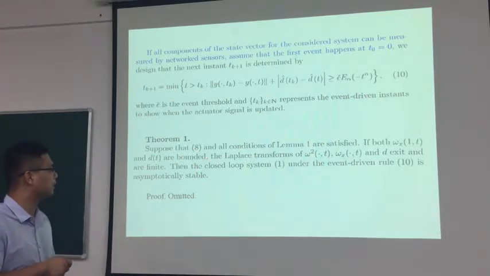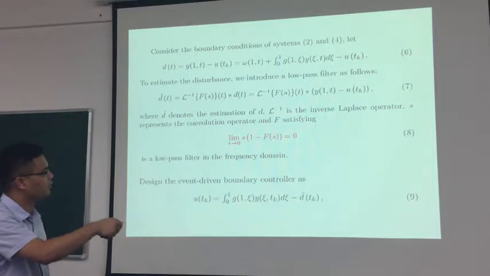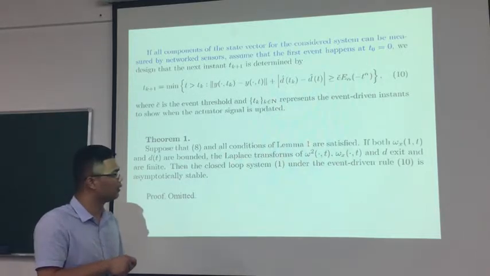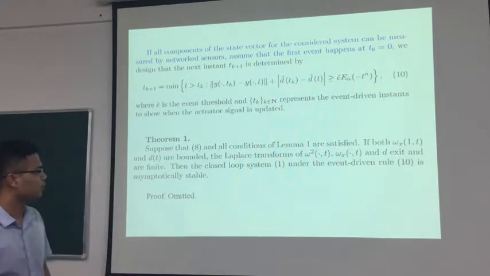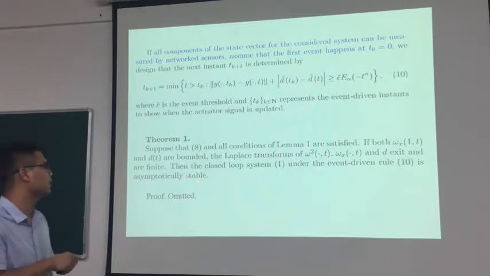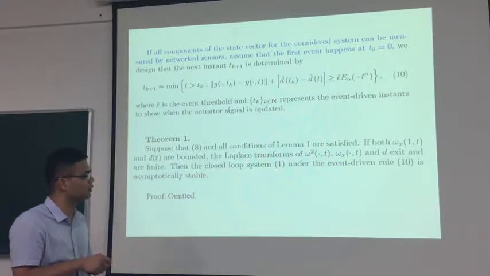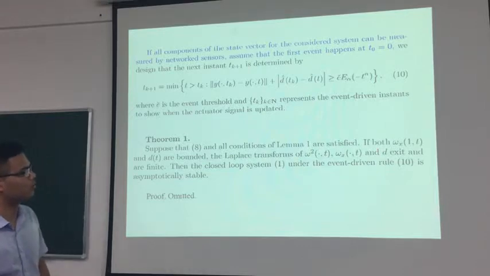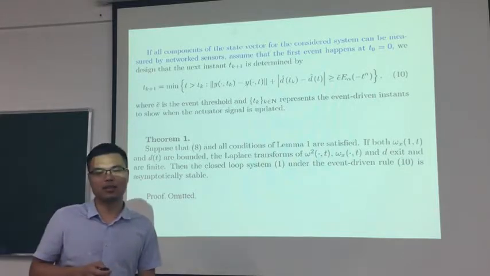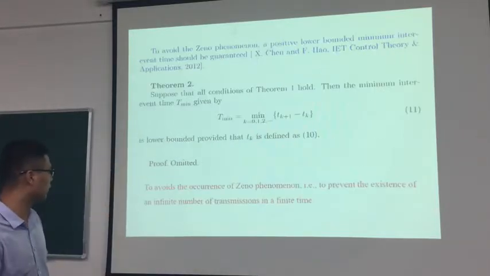Then we obtain our first main result. Suppose that the condition on the estimator of the disturbance holds, and all conditions of Lemma 1 are satisfied. Then if d and omega are bounded and their Laplace transform exists, then the closed loop system 1 under the event-driven rule 10 is asymptotically stable. For the sake of time, we omit the detailed proof.